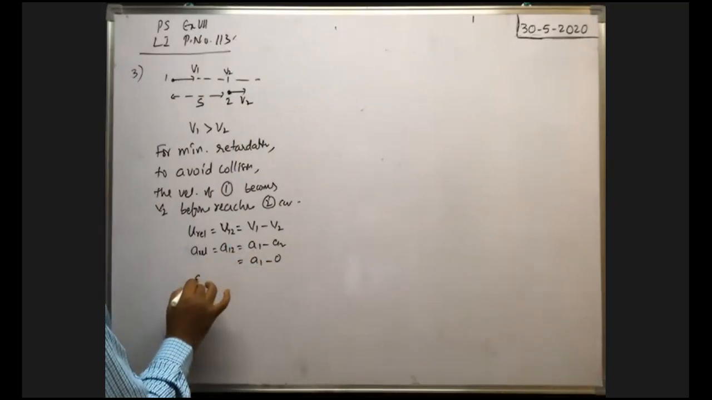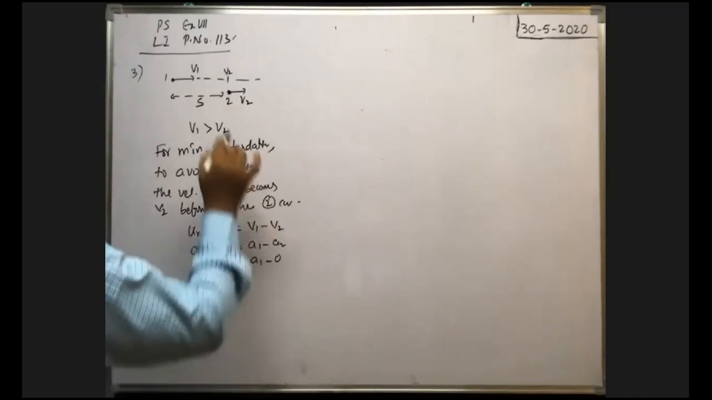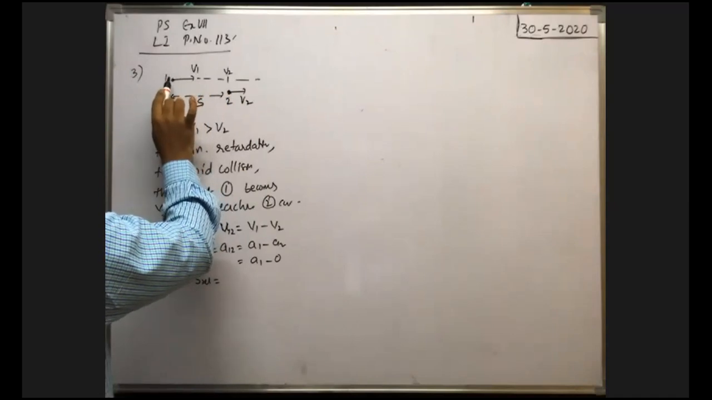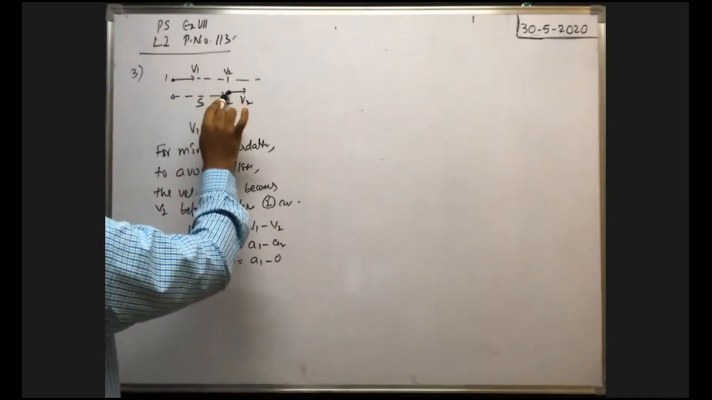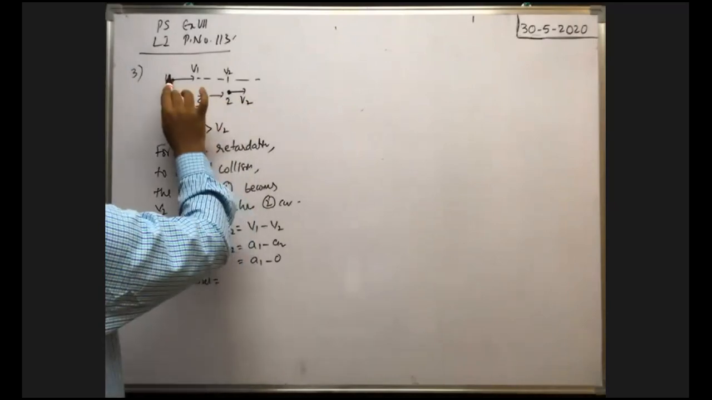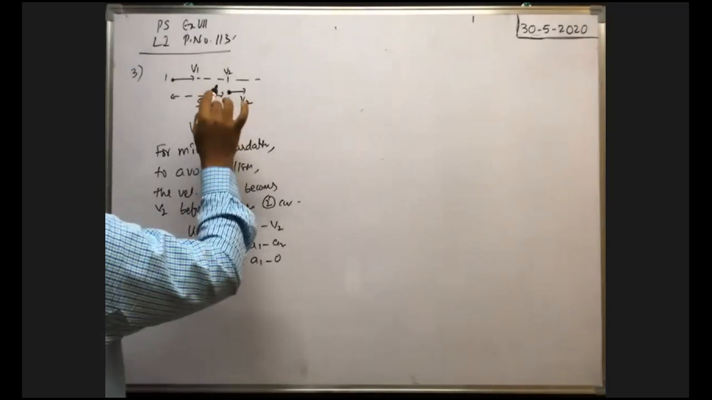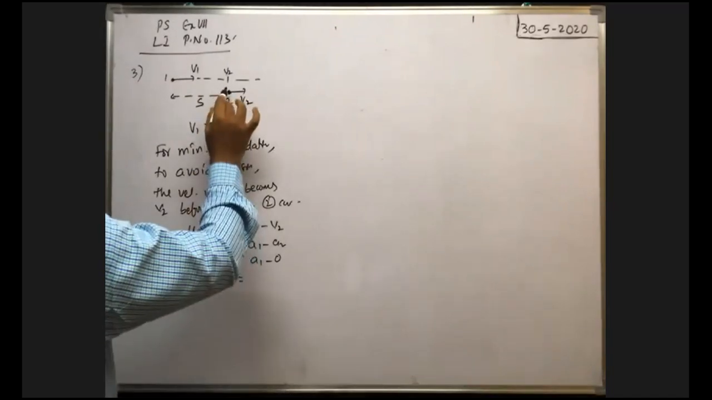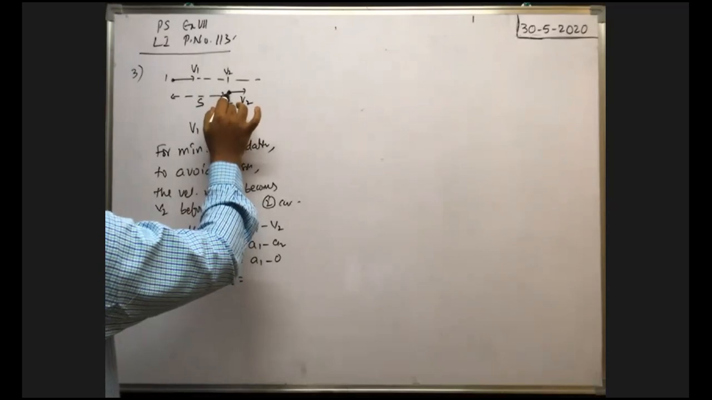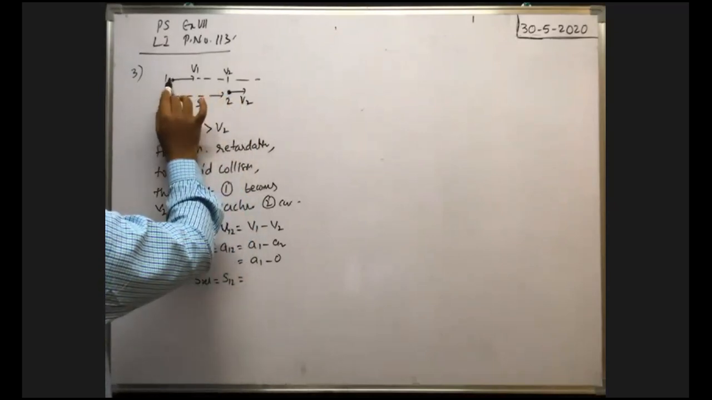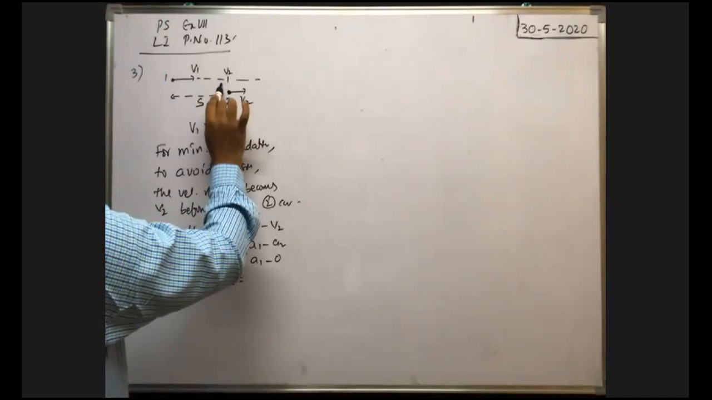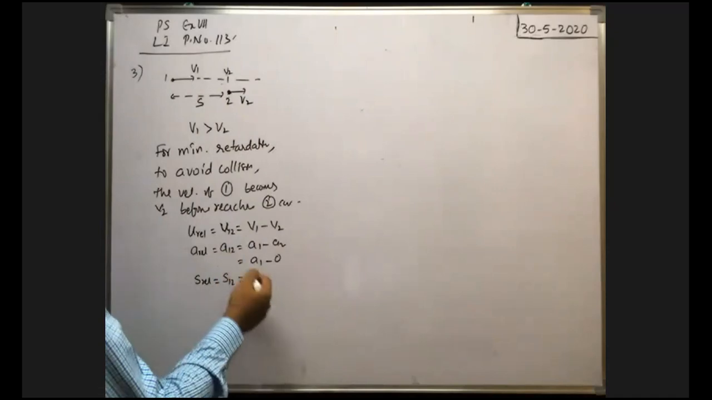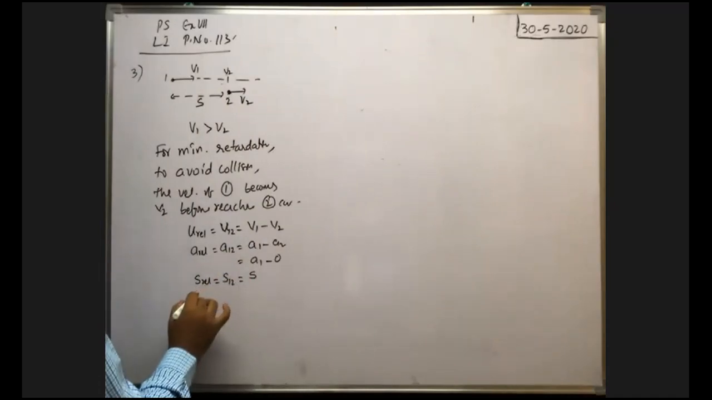Next, the relative displacement. To avoid collision, at minimum the velocity of this car becomes v2 before it reaches car 2. Finding the displacement of car 1 with respect to car 2 means car 2 can be imagined to be at rest. To avoid collision, car 1 can travel up to a distance s, it should not be greater than s. So the maximum distance to be traveled to avoid collision is s.